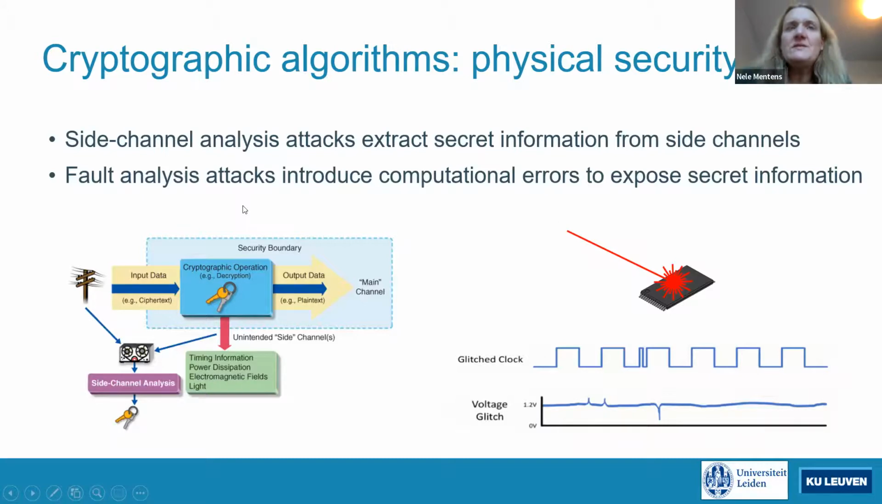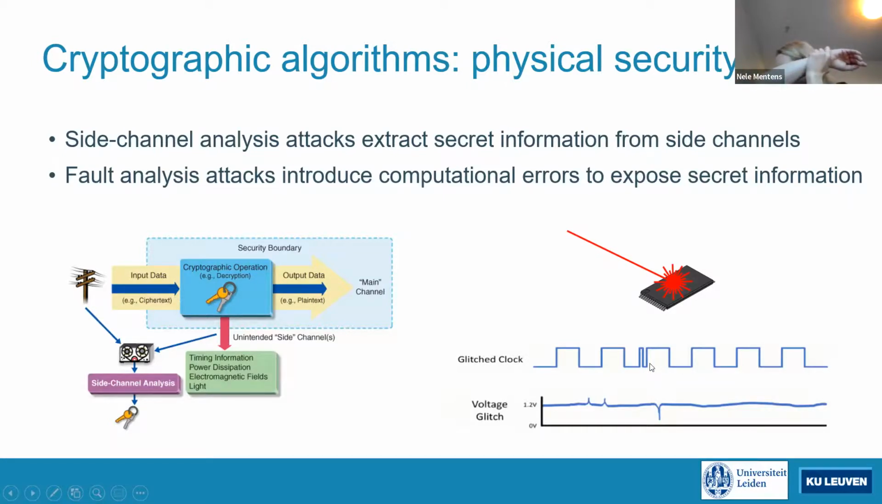Another physical security threat is fault analysis attacks. Fault analysis attacks introduce computational errors to expose secret information. First, this first part, introduce computational errors. So how do we introduce a computational error in a certain system that is performing a cryptographic operation? We can do that by, for example, glitching the clock, which means making one clock cycle much smaller.